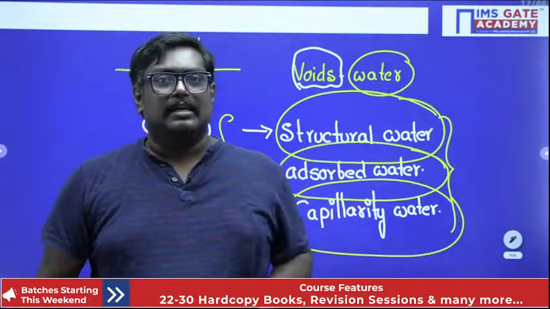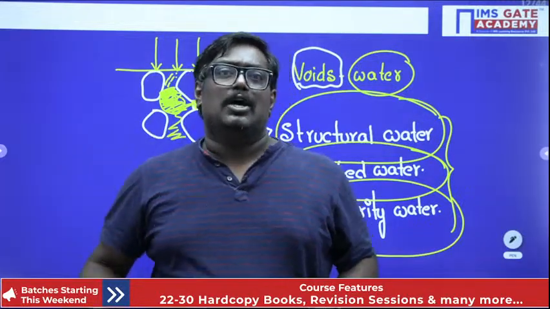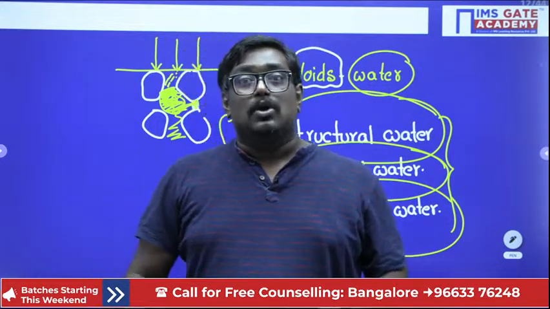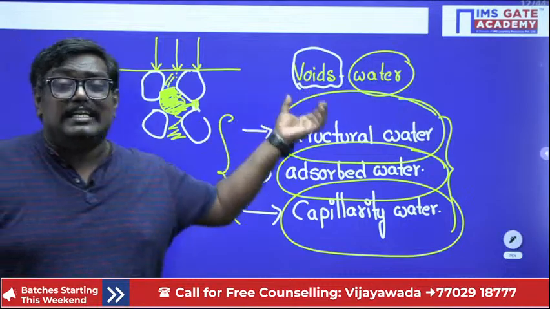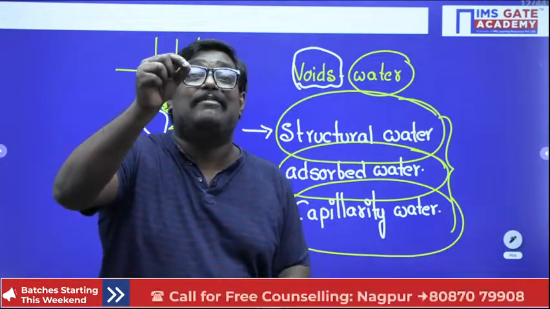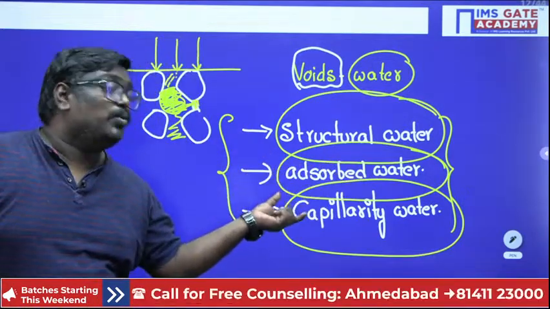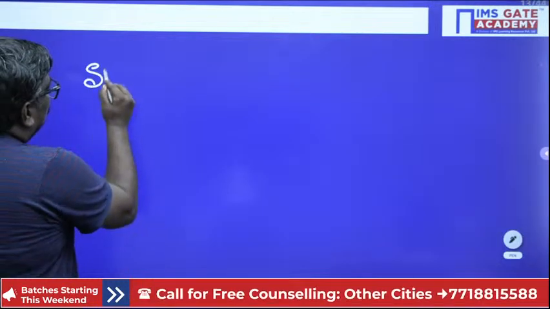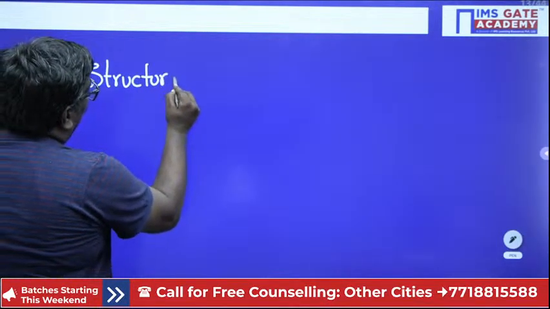In blood, if you take a blood, there will be red blood cells, white blood cells, leukocytes, erythrocytes and all. Similarly, the water is going to exist in three forms: structural water, adsorbed water, and capillarity water. So what is actually a structural water?